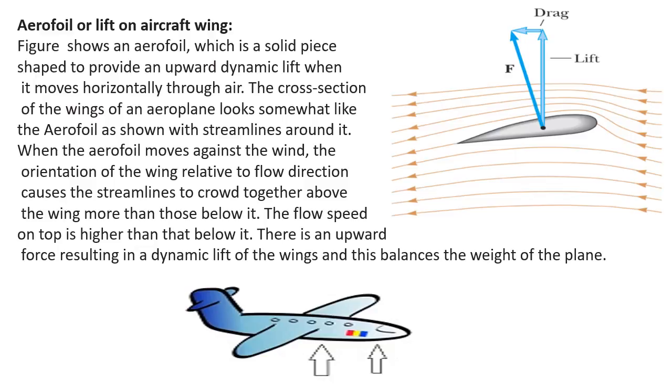As the aircraft moves, the air moves faster over the upper surface of the wing than on the bottom. According to Bernoulli's principle, the air pressure above the upper surface decreases below the atmospheric pressure, and that on the lower surface increases above the atmospheric pressure. The difference in this pressure provides an upward lift, called dynamic lift, to the aircraft. Because of this, there is an upward force resulting in a dynamic lift of the wing, and this balances the weight of the plane.